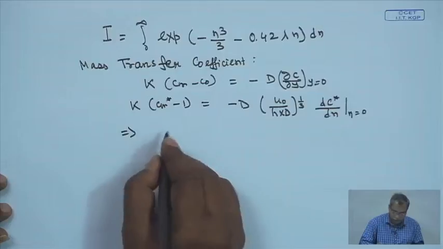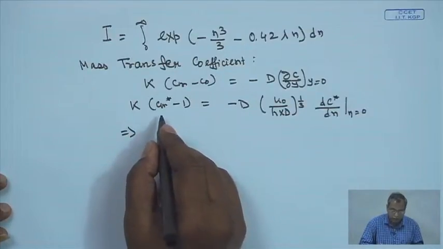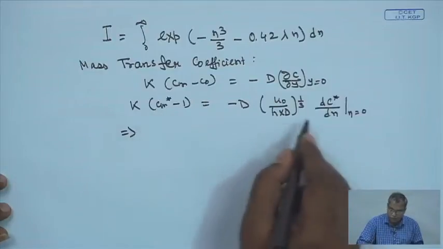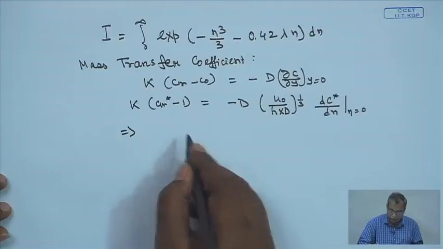Now, if you really do that, we have already seen that Cm star is equal to nothing but the parameter k 2, and this d c star d eta at eta equal to 0 will be the integral constant k 1.